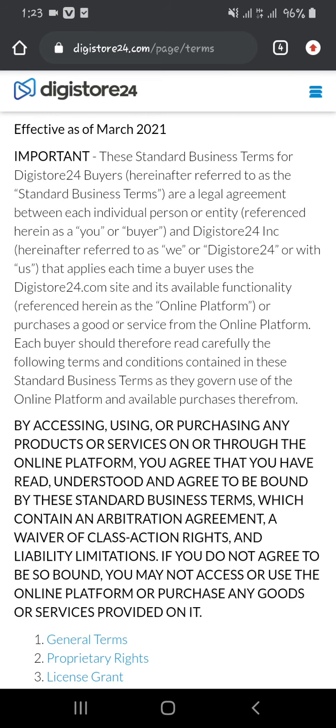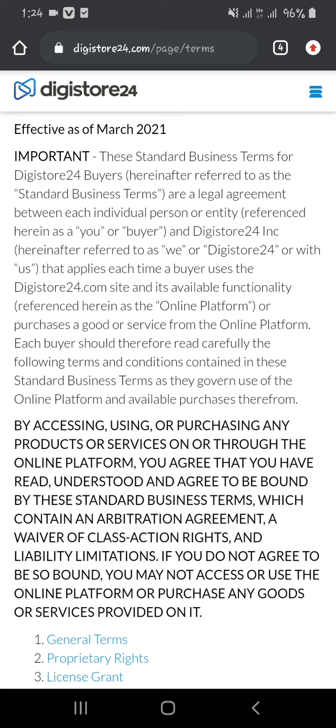Effective as of March 2021. Important: these standard business terms for Digistore buyers, hereafter referred to as the standard business terms, are a legal agreement between each individual person or entity referenced herein as you or buyer and Digistore24 Inc., hereinafter referred to as we or Digistore24, that applies each time a buyer uses the digistore24.com site and its available functionality, such as the online platform, or purchases goods or services from the online platform.